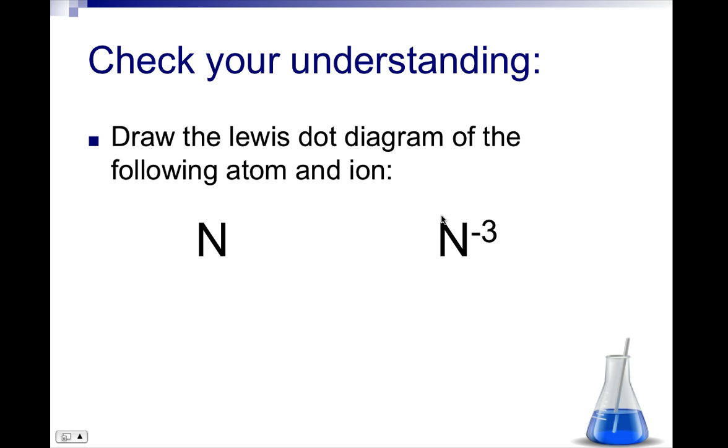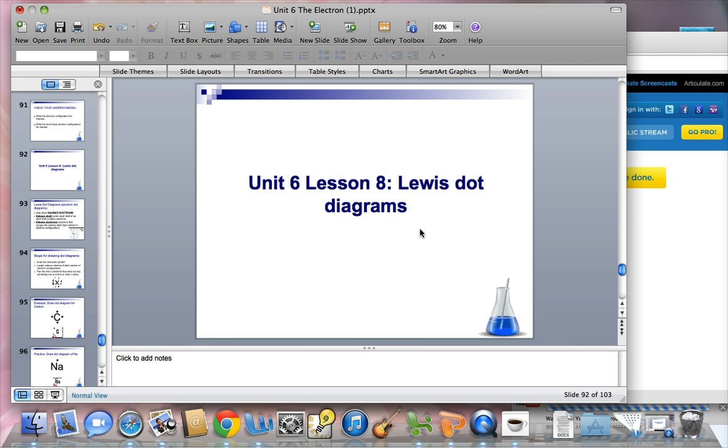Now, for an ion, we would have N with brackets, and we would then place an additional 3 electrons. We would then have 2 on the top, 2 on each side, and 1 on the bottom. 1, 2, 3, 4, 5, 6, 7, 8. That would then indicate that nitrogen now has 8 electrons.